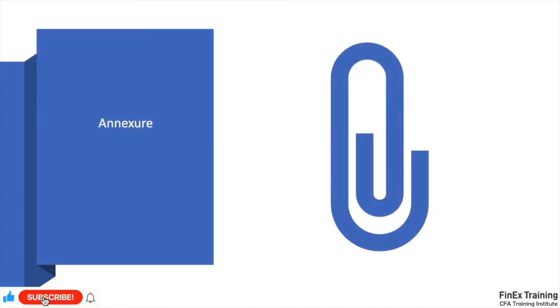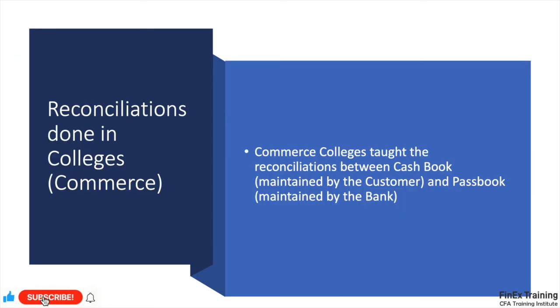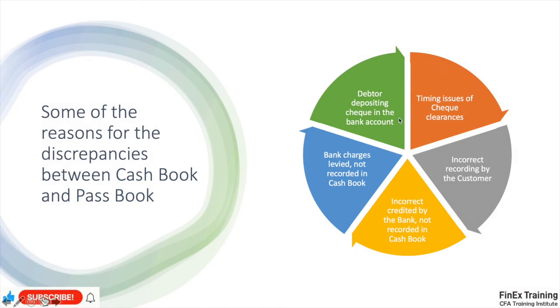And for this reconciliation, I have added one annexure here in the PPT. This reconciliation is something already done in our college life. There we learned it as cash book and passbook reconciliation. The cash book is the one maintained by the customer, and the passbook is the one maintained by the bank. So the bank will show the actual balance, whereas the cash book is the balance that the investor or depositor is maintaining. These are the reasons why cash book and passbook discrepancies happen. Again, these are things we did in our college life. You can go through this.